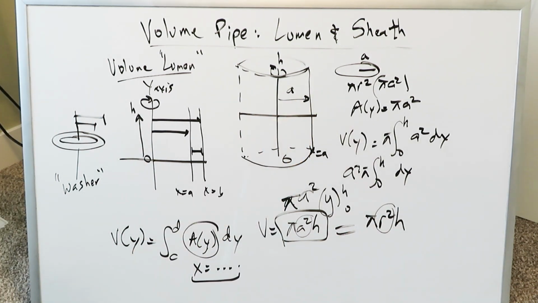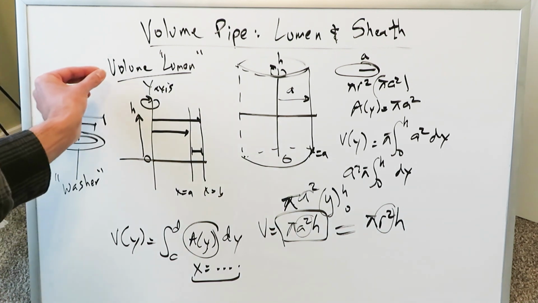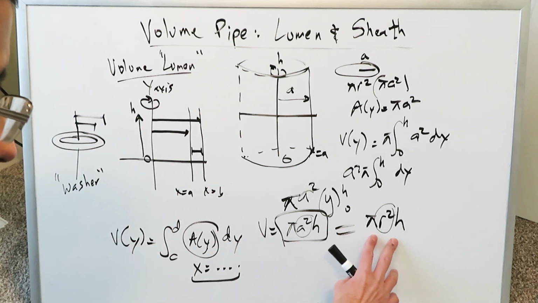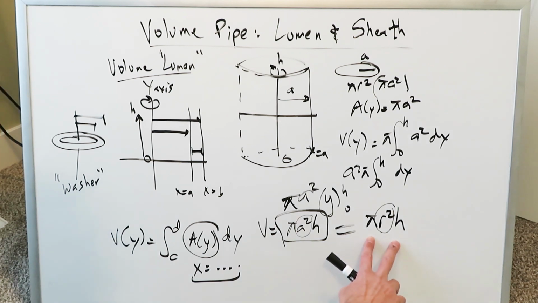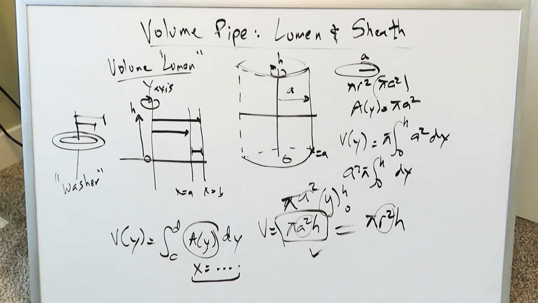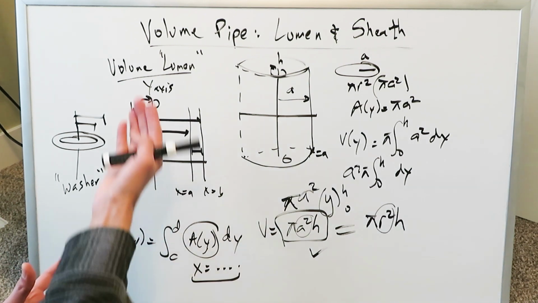So if someone were to ask you what's the volume of a pipe's lumen, it's no different than the volume of a cylinder. You could very well fit a cylinder snugly inside of that pipe. The lumen of the pipe is the same as the volume of a cylinder. Right here is your volume of a pipe's lumen, and it determines the amount of volume, or the liquid or the materials, you can push through a pipe.